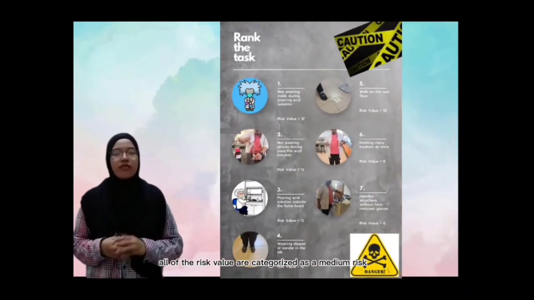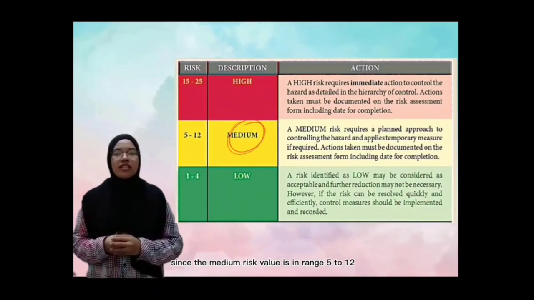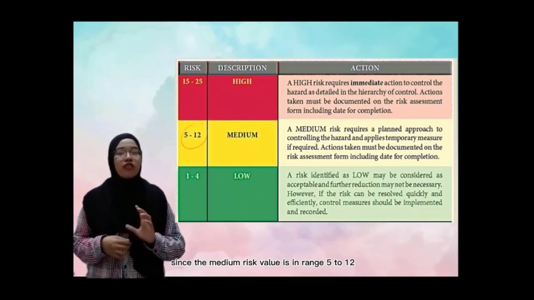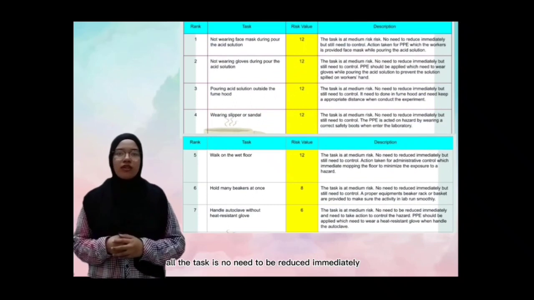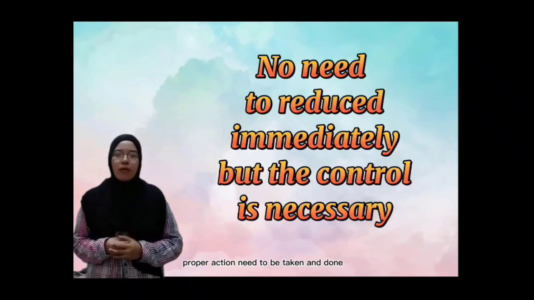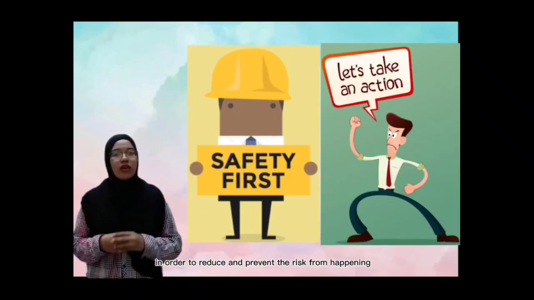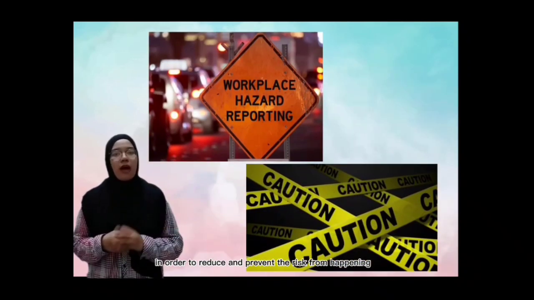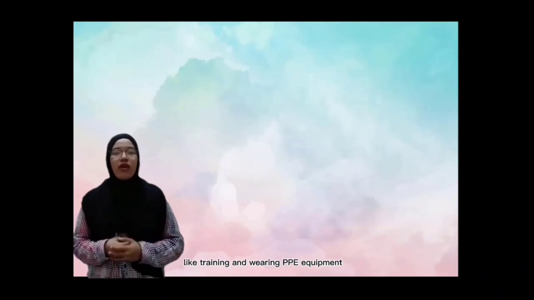All of the risk values are categorized as medium risk, since the medium risk value is in the range 5 to 12. None of the tasks need to be reduced immediately, since there is no high risk, but control is necessary. A proper action needs to be taken in order to reduce and prevent the risk from happening, for example, training and wearing PPE.